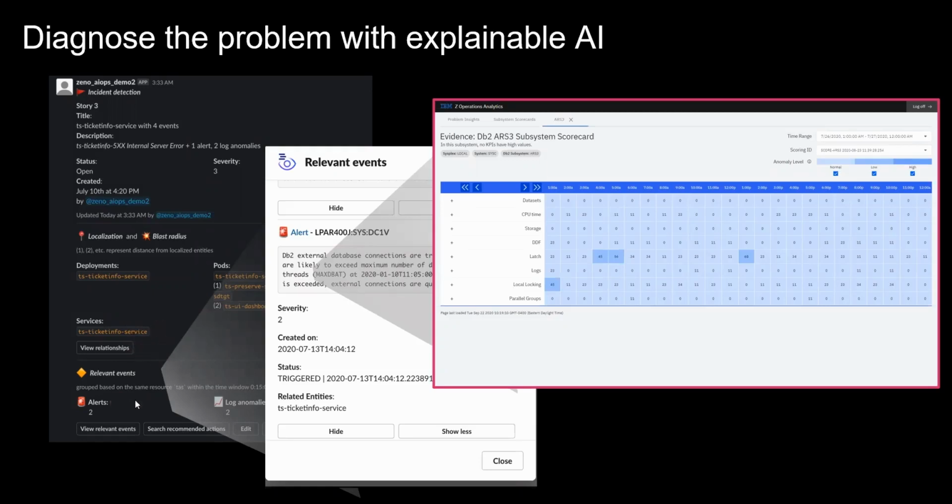We can see that we have 2 alerts. We have 2 log anomalies that have come in. And if we want to take a look at one of the related events, we can see one of these had come from our Z Anomaly Analytics for our max DBAT KPI, and it'll drill us directly into that scorecard view so we can start to drill down and understand what's going on within the system.